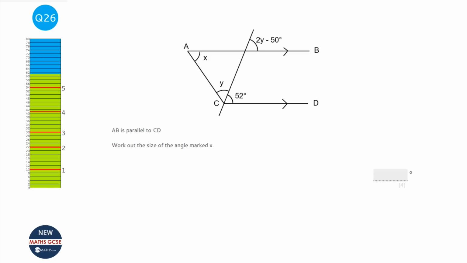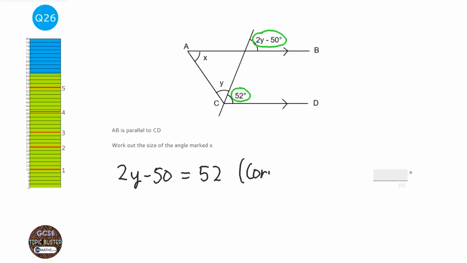So the way I would start this, and this is not the only correct answer, is I realise that these two are the same. So I know that 2y minus 50 equals 52. The reason I know that is that they are corresponding angles. Now, some of you might know that as F angles, but make sure you write the word corresponding because they won't accept any other word.